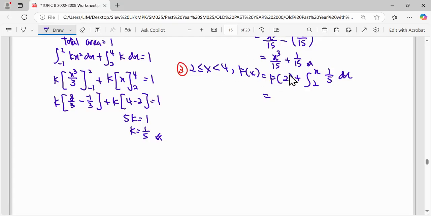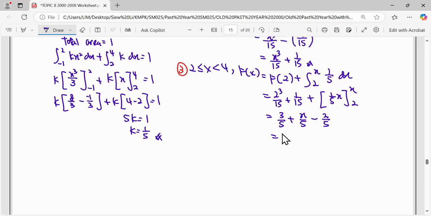We collect from the before this. So 2 we substitute here: 2 power 3 over 15 plus 1 over 15, and integrate the current interval. Meaning integrate the current area. Find the current area by integration. So integrate 1 over 5 will be 1 over 5 x, upper limit x, lower limit 2. So simplify this. This is x over 5 minus lower limit 2 over 5. So lastly, this is x over 5 plus 1 over 5.